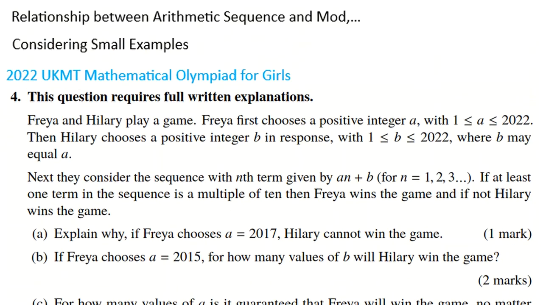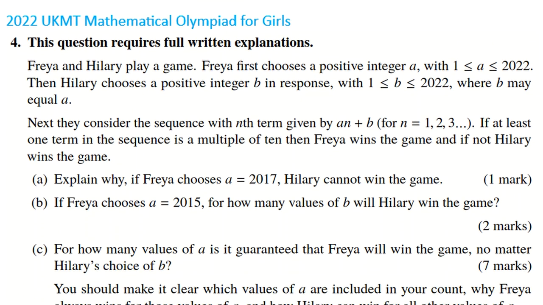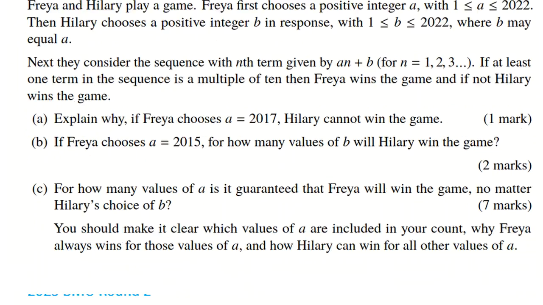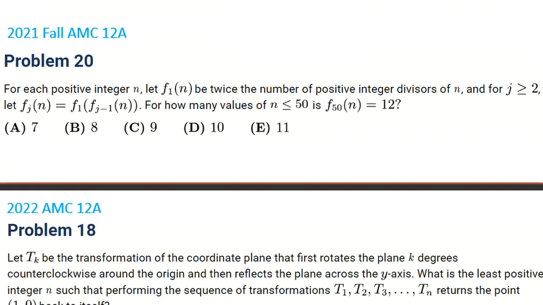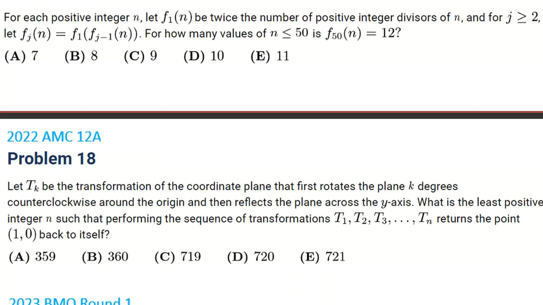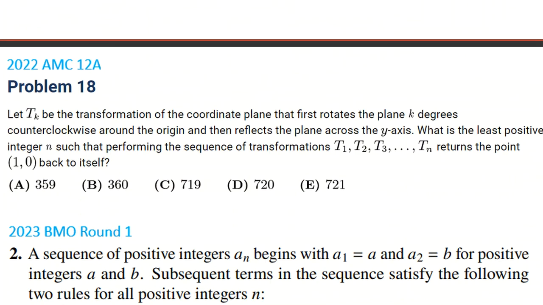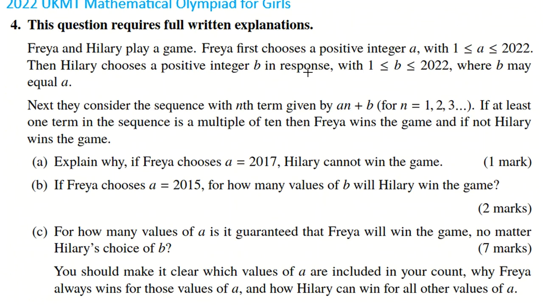Let's work on the next idea: the relationship between arithmetic sequences and mod, concerning small examples. This problem is the fourth problem of the 2022 UKMT Mathematical Olympiad for Girls. And also this problem is from BMO Round 2, and problems from AMC Fall 12A, AMC 2021, AMC 2022, and BMO Round 1 2023. Okay, let's start with this problem.